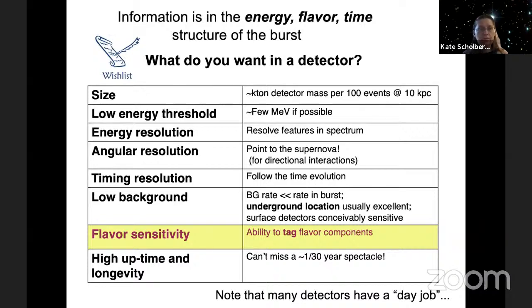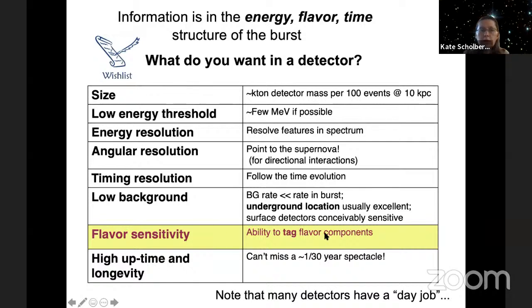And so that's another thing you have to try to make sure your detector can do. You want to have a low background. Of course, you want the background rate of radioactivities and cosmic rays and things like that to be less than the rate in the burst. And that means that you usually want your detector to be underground. That is hard, and it adds a complication to actually put the detector underground.